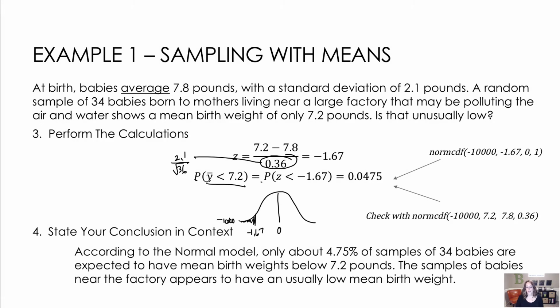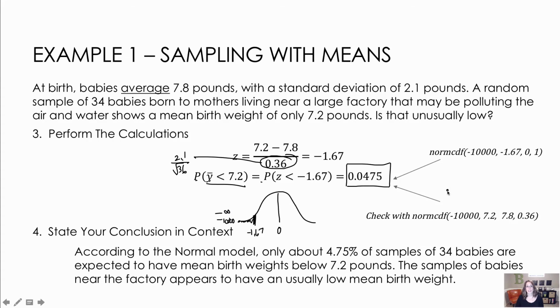If I'm using the calculator, then I'm going to do normalcdf of negative 10,000, which is the left-hand side of my curve, comma, negative 1.67, which is the right-hand side. Remember, this is essentially negative infinity, but we can't put negative infinity in there. And then the negative 1.67, mean is 0, standard deviation is 1, and that's where I get this value.